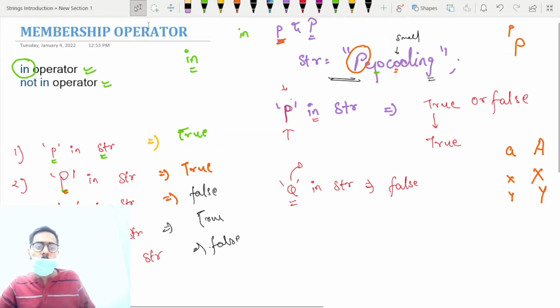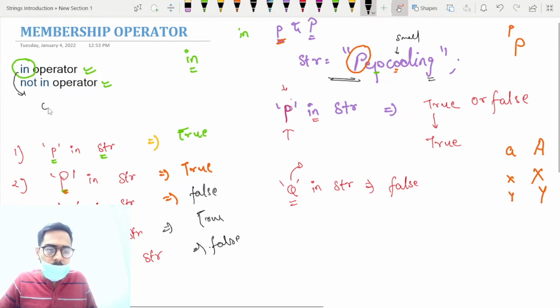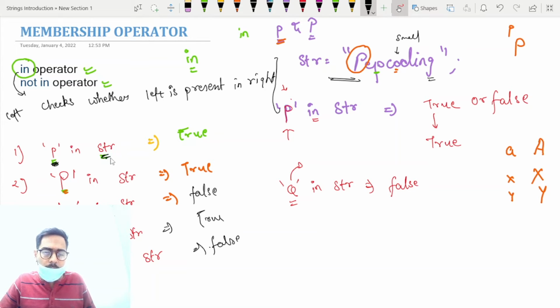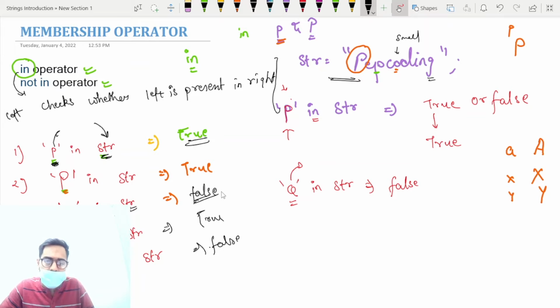So we can conclude that the in operator doesn't do anything. It just checks whether left is present in right. This is the left portion, this is the right portion. It checks whether this left is present in right. If it is, it gives you true. If not, it gives you false.